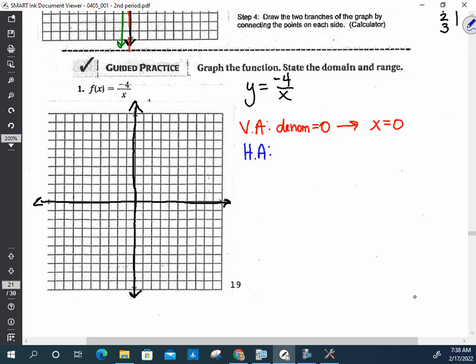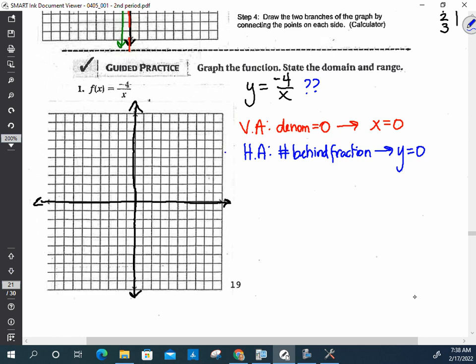Horizontal asymptote. You're looking for the number behind the fraction. That would be that number right there, which isn't there. So y equals 0. There's your vertical and your horizontal. Go ahead and graph it right away.